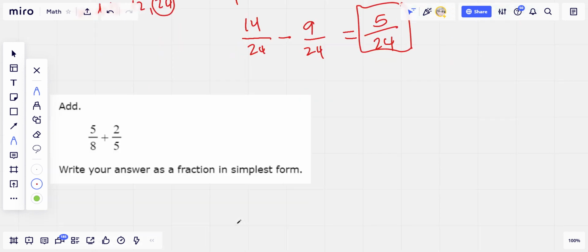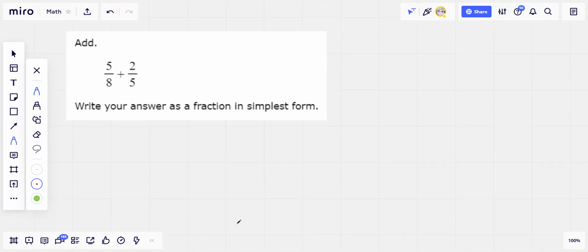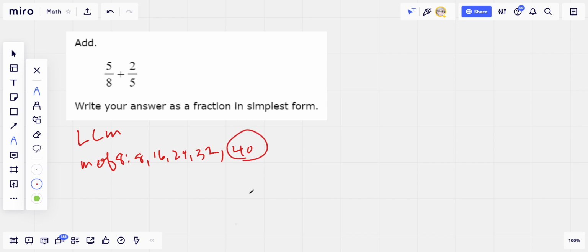Let's try another one. In this one, we're adding, but the process is pretty much the same. We want to list our multiples to find the least common multiple. So let's list some multiples of 8. So we've got 8, 16, 24, 32. And what I'm doing is I'm keeping my eye out for anything that ends in a 5 or a 0. Let's see, 32, 40. Aha! 40. So multiples of 5. 5 times 8 is 40. So 40 is going to be our magic number here.